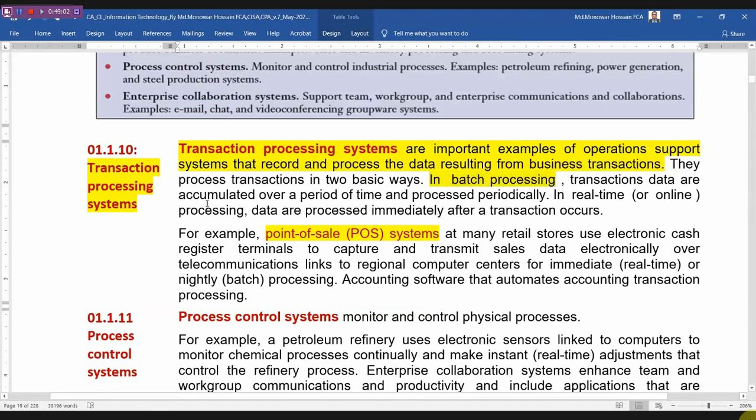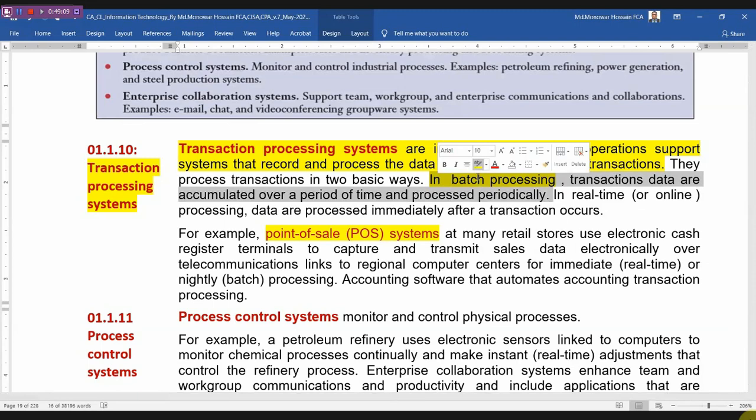Transactions that are accumulated over a period of time and processed, that means within a time. It can be periodic, can be on a day basis. In Bangladesh Bank, the batch processing system, BFTN, runs two times a day. So it's also a batch processing system, keeping all data for one time and then just running the software.